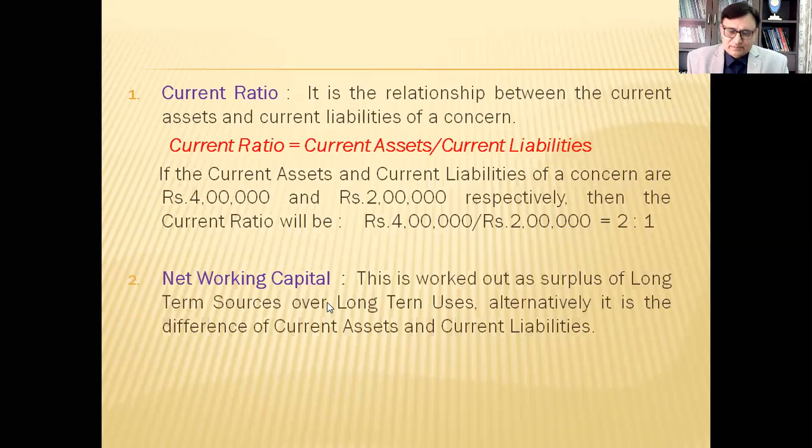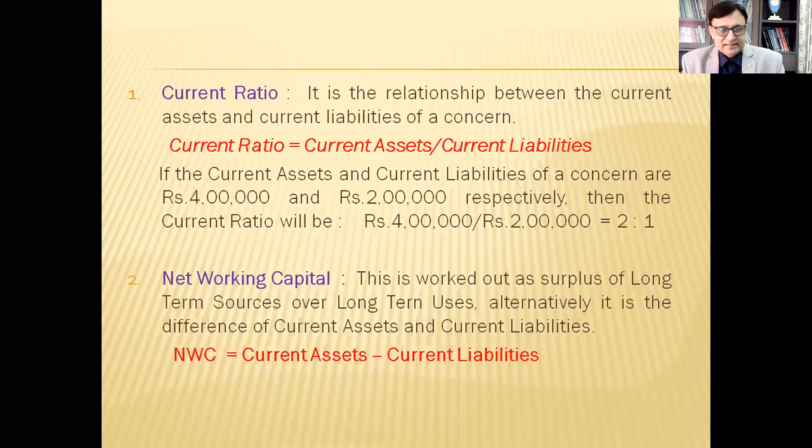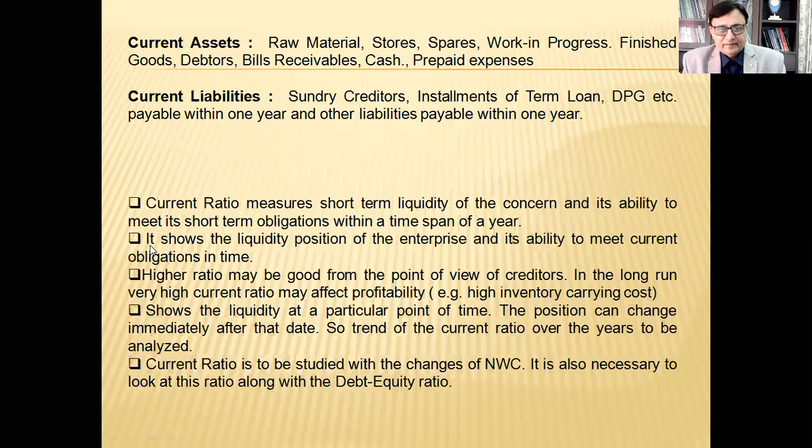Then sometimes we use the term net working capital. That means current assets minus current liabilities. This is in relation to this ratio. So the current ratio will be calculated by current assets over current liabilities. And net working capital, if you want to find out, is current assets minus current liabilities, if the concept of net working capital is required.